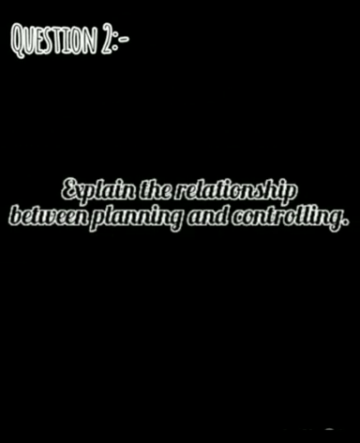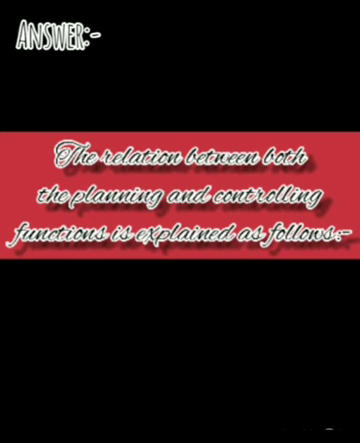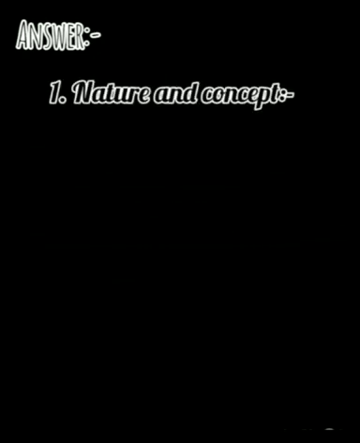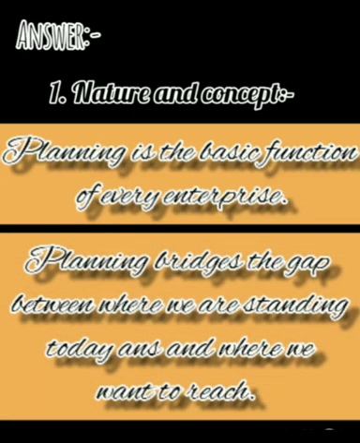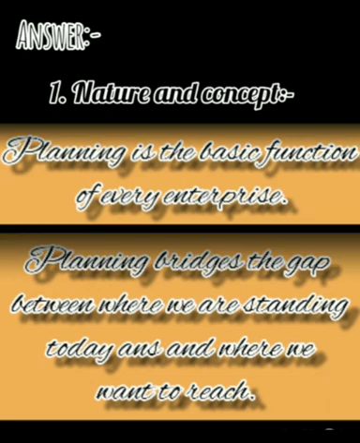Question number 2: explain the relationship between planning and controlling. Answer: the relation between both the planning and controlling functions is explained as follows. Point number 1: nature and concept. Planning is the basic function of every enterprise. Planning bridges the gap between where we are standing today and where we want to reach.